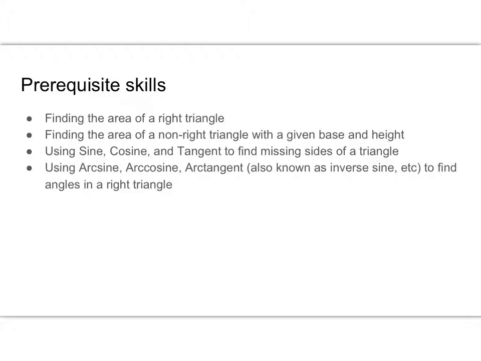Before we start, you need to know how to find the area of a right triangle. You also need to know how to use sine, cosine, and tangent to find the missing sides of a triangle. Hopefully you know that from what we've been doing all year, but you also need to use arcsine, arccosine, and arctangent, also known as inverse trig functions, to be able to find the angles in a right triangle.